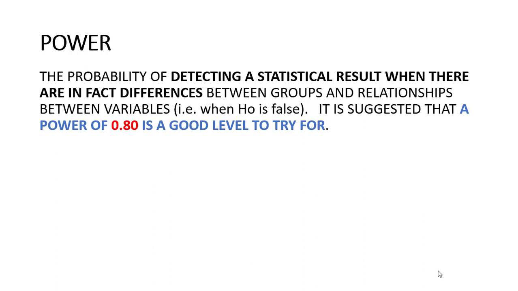It is suggested that a power of 0.80, 80%, is a good level to try for. So if we get a power higher or equal to 80, then we will conclude that we have a very strong statistical result. To do this, we're not going to use Minitab. Minitab, remember, is designed for business, so they usually do this before the test, but we want to do it after the test. So we're going to use a different program, and we will call that GPower 3.1, and I will show you how it works and how to download it.